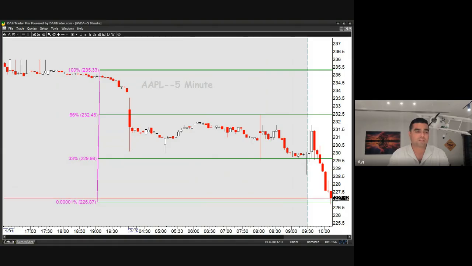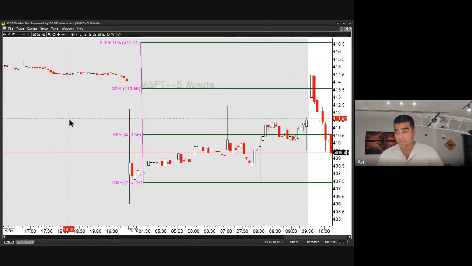Cool. What are we looking at here? You want Microsoft short? Let's see. I don't know anything about Microsoft. Just looks like a mess. I mean, it's going down, right? It's testing the low of day. It might break down, but where's the setup? Give me a good reversal pattern or something. I don't see anything here.